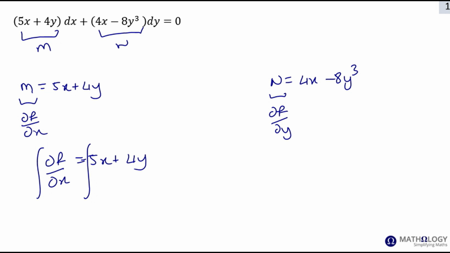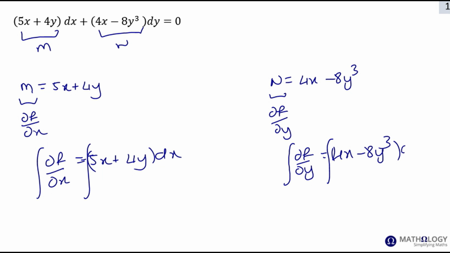We'll take the expression M, which is the partial of f with respect to x, and we're going to integrate that with respect to x, because the partial here is with respect to x. Alternatively, the partial of f with respect to y is 4x minus 8y cubed. To find the function f, we integrate that with respect to y. Just to reiterate, you don't have to do both. You either work with M or N. So let's just start with M.